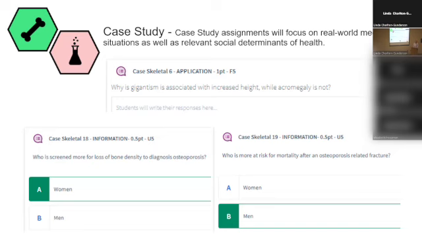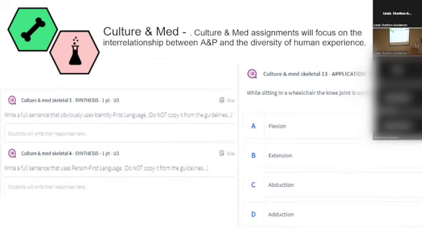They are of equal value through those case study assignments. And then lastly, the culture and med assignments. These are really into that diversity of human experience courses where I have questions that are purely that. So write a full sentence that uses identity first language, and a full sentence that uses person first language.